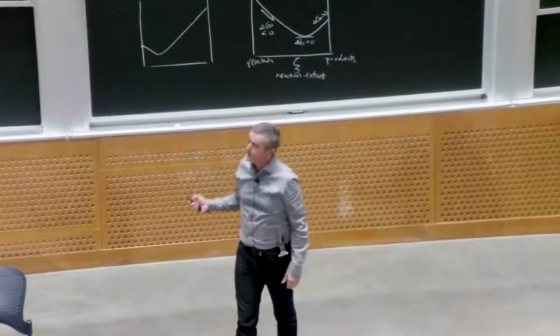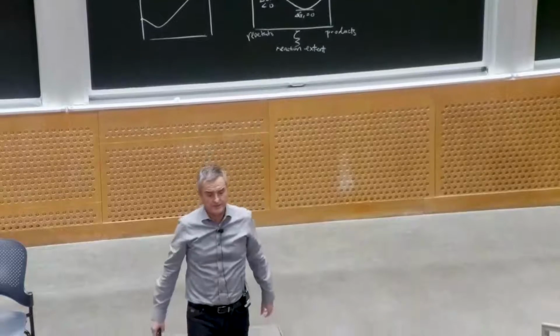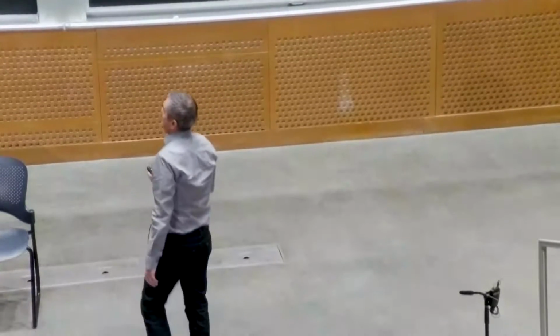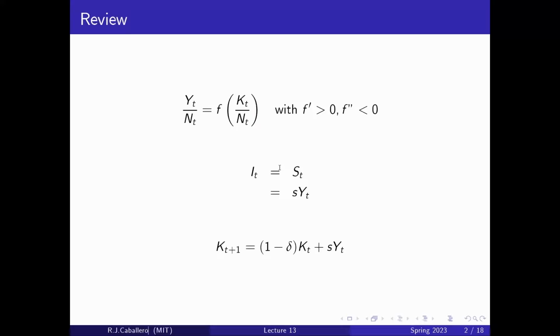But we decided that we wanted to look at things normalized by population, and so output per person is an increasing function of capital per person, but also is increasing at a decreasing rate. No? There's decreasing returns with respect to the capital-labor ratio, and so output per capita grows as the economy becomes more capital intensive, that is, you have more capital per worker, but it grows at a decreasing rate.